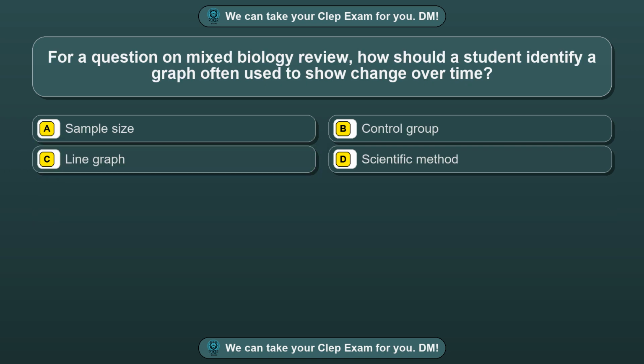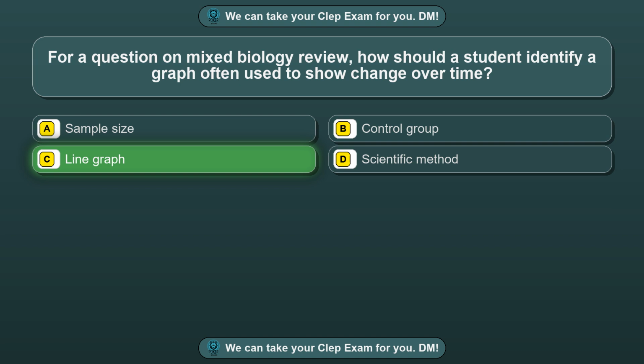Question 5. For a question on mixed biology review, how should a student identify a graph often used to show change over time? Option A. Sample size. Option B. Control group. Option C. Line graph. Option D. Scientific method. The correct answer is option C.